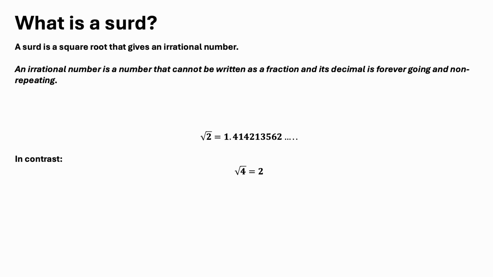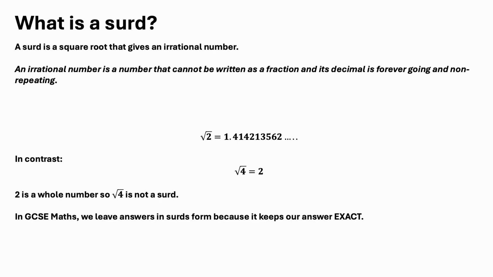In contrast, root 4 is 2. And 2 is a whole number, so that tells us that root 4 is not a surd. And in GCSE maths, we tend to see questions that say keep it in its exact form. So that tells us that if we have a surd, we keep it in the surd format. So root 2, root 5, root 7.